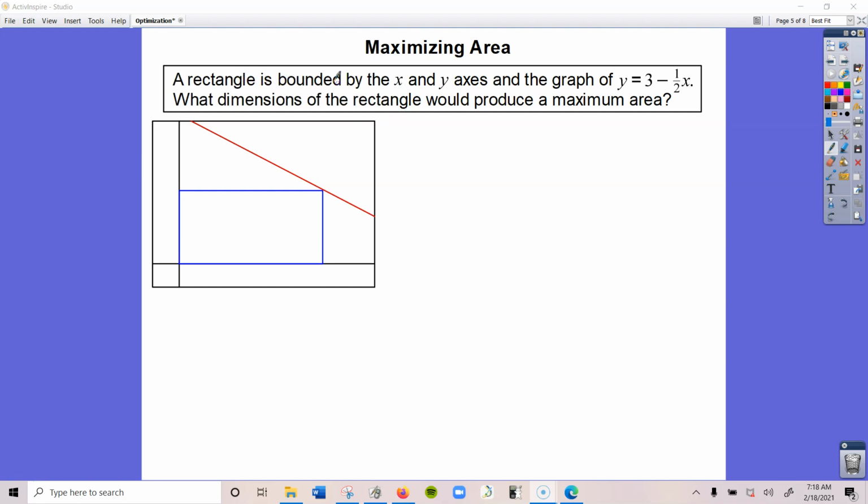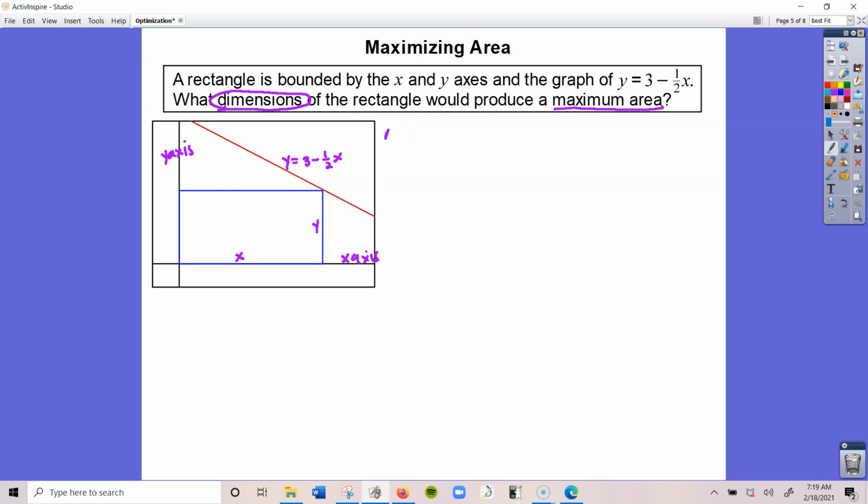It says a rectangle is bounded by the x and y axis, and the graph of y equals 3 minus 1/2 x. What dimensions of the rectangle would produce a maximum area? Since this is the x-axis, and this is the y-axis, I'm going to call the base of the rectangle x and the height of the rectangle y. And then they tell you that it's bounded also by this line here, which is y is equal to 3 minus 1/2 x. So we're trying to find the dimensions that would produce a maximum area.